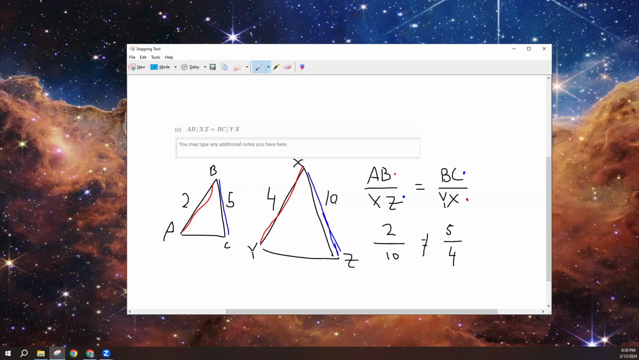Okay, so you have to make sure that when you do the ratios, you are doing the corresponding sides, right? So the ratio of AB to YX would be the same as BC to XZ, but not the way that it's been formulated here.